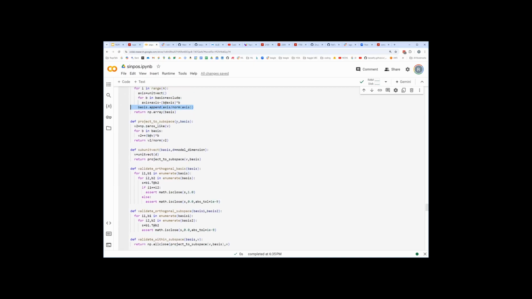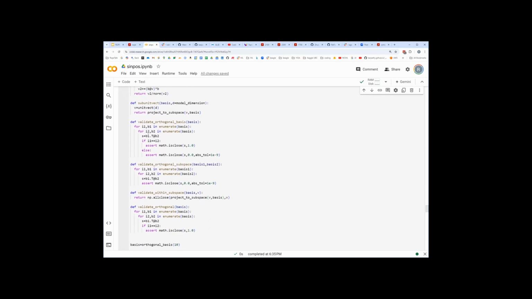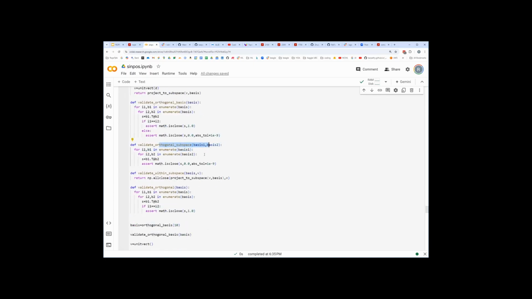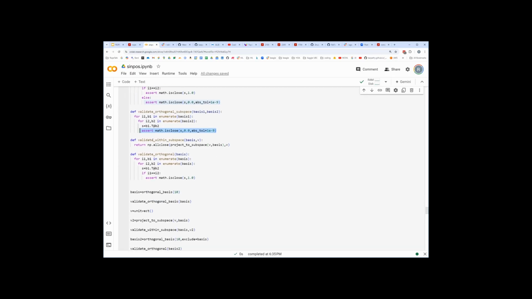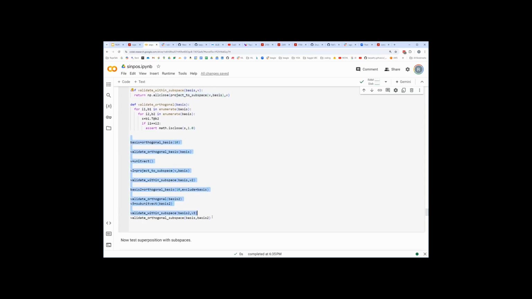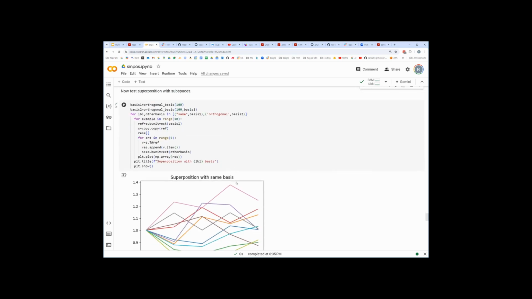Project into a subspace, take a vector, project it into it. Validate the subspace by making sure that orthogonal subspaces means that all the bases in one subspace are orthogonal to all the bases in another subspace. Validate that it's within a subspace, make sure that a vector projected into the subspace is the same as the vector, so there's nothing outside of it. Anyhow, I just played around with those and then tested superposition once I had orthogonal spaces.